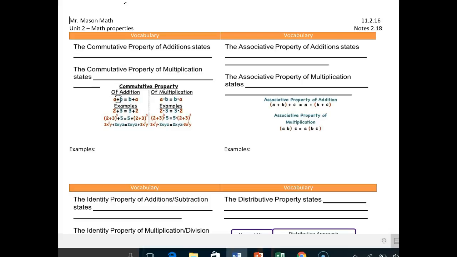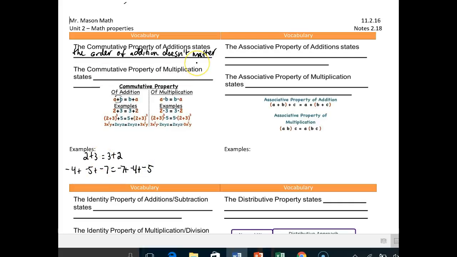So for instance, the commutative property states that the order of addition doesn't matter. I can move stuff around, right? An example of this is something like 2 plus 3 is the same thing as 3 plus 2. Another example is -4 plus -5 plus -7 is the same thing as -7 plus -4 plus -5. They add up to the same exact thing.